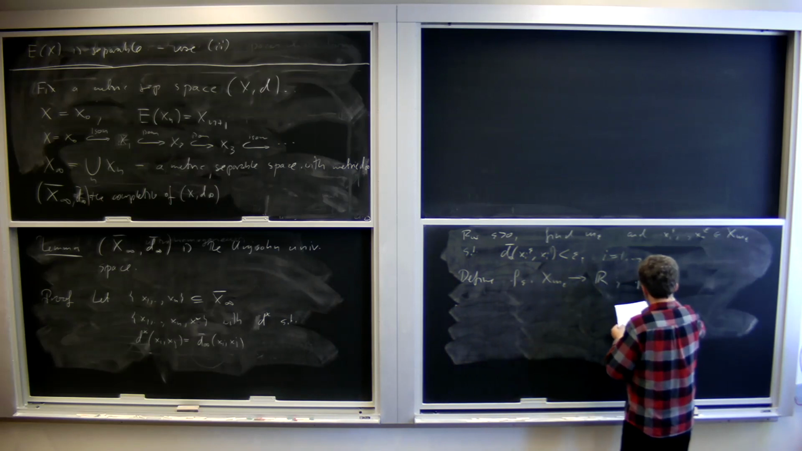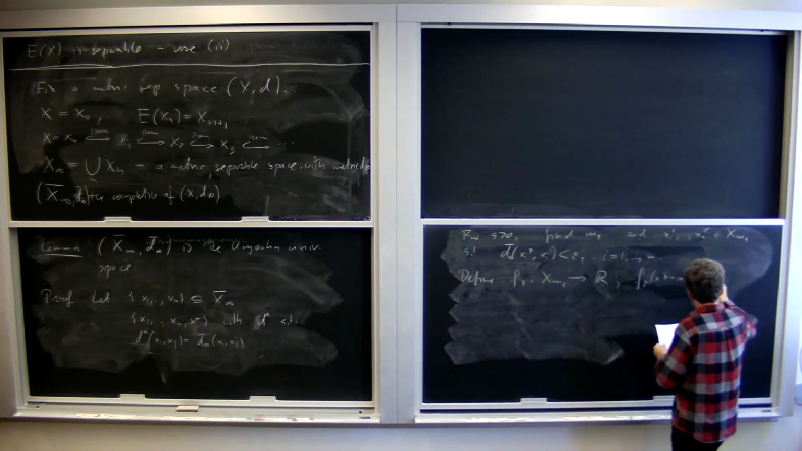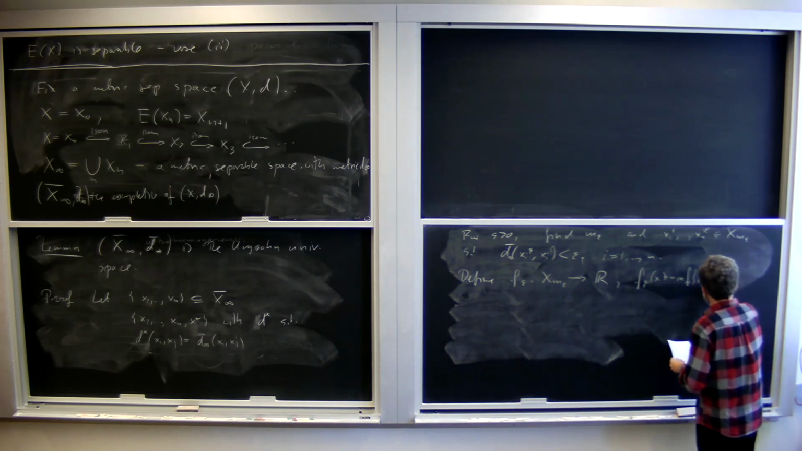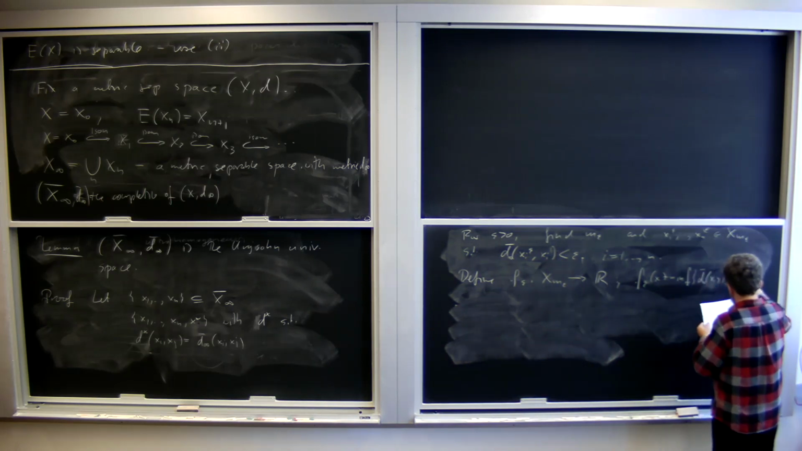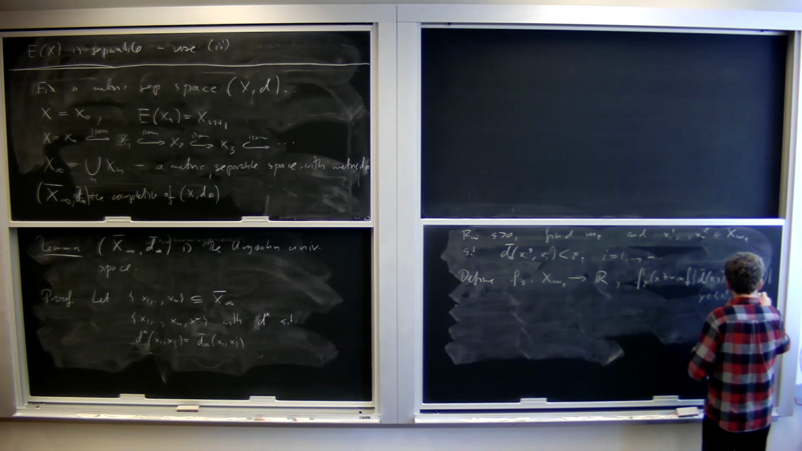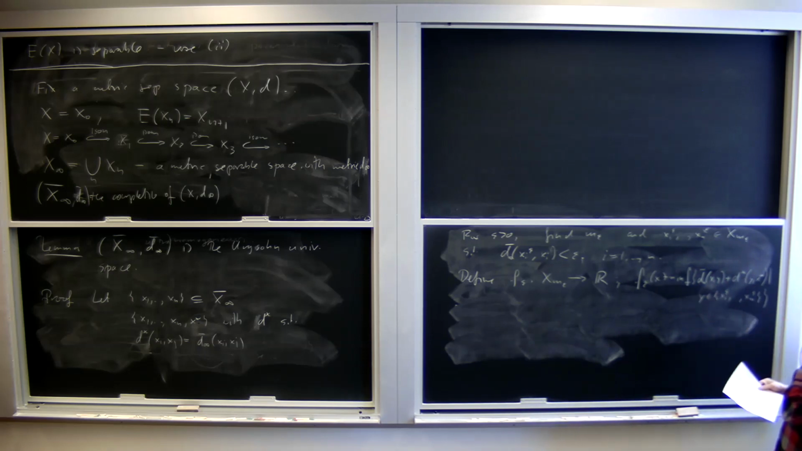from X and epsilon to R by the formula: f epsilon of x is equal to the infimum of d(x, y) plus, okay, I keep this square, plus d star (y, x star), where y is xi epsilon. So I take this formula from point 2.